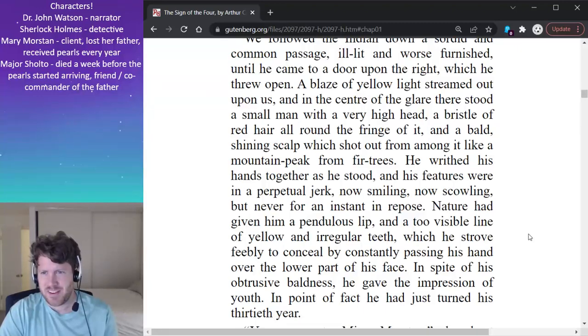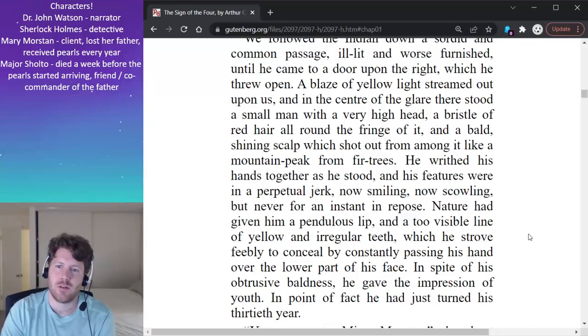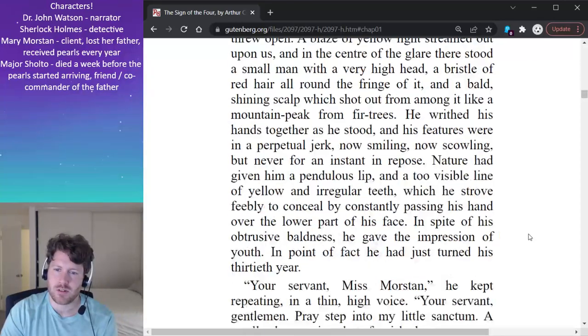He writhed his hands together as he stood, and his features were in a perpetual jerk, now smiling, now scowling, but never for an instant in repose. Nature had given him a pendulous lip, and a too visible line of yellow and irregular teeth, which he strove feebly to conceal by constantly passing his hand over the lower part of his face. In spite of his obtrusive baldness, he gave the impression of youth. In point of fact, he had just turned his thirtieth year.